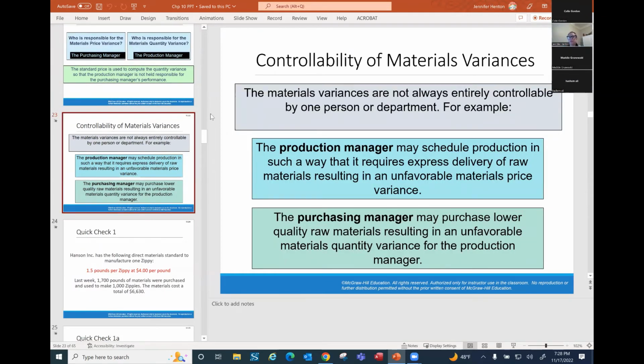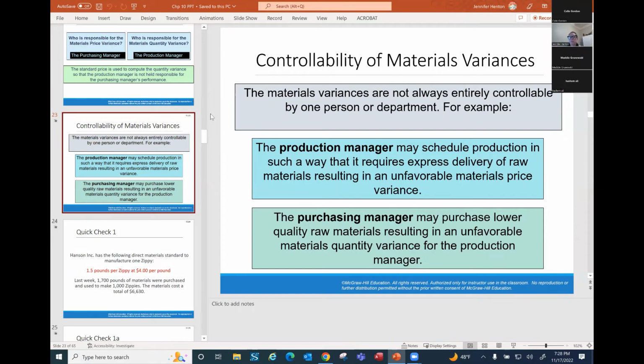All right, so the materials variances are not always entirely controllable by one person or department. The production manager may schedule production in such a way that it requires express delivery of raw material, resulting in an unfavorable materials price variance. So remember, the material price variance goes with the purchasing manager, but if the production manager is expressing it in, well, then that's going to cause the cost to go up. So it might not be the purchasing manager's issue.